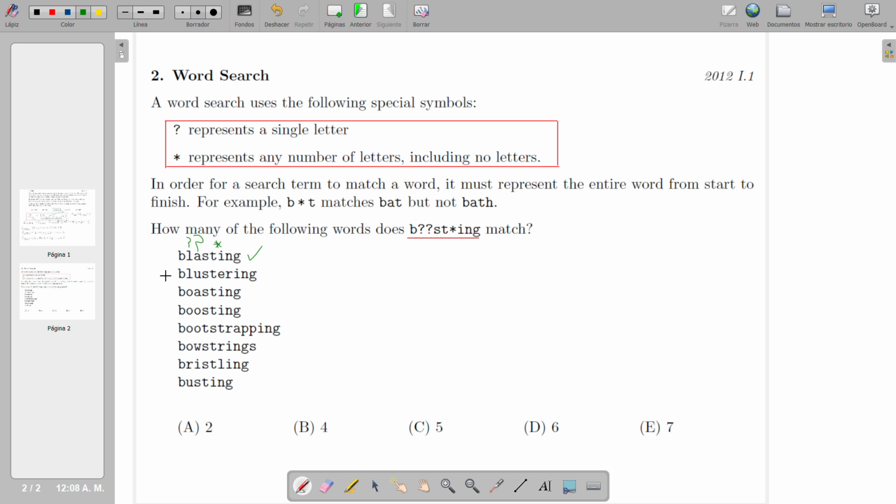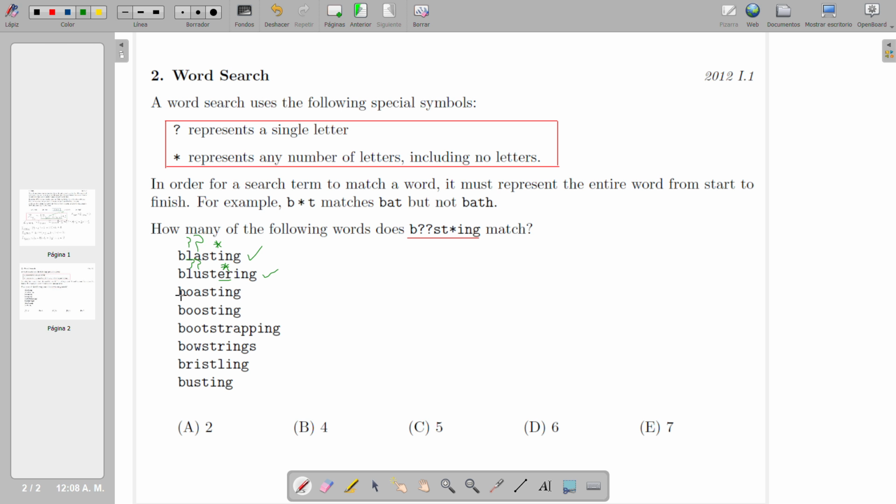Then we have blustering. L and U can be substituted by a question mark. Then we have ST, ER, and ING. These two letters, ER, could be represented by an asterisk, so blustering also meets the criteria.